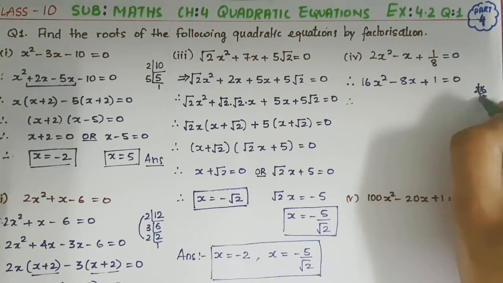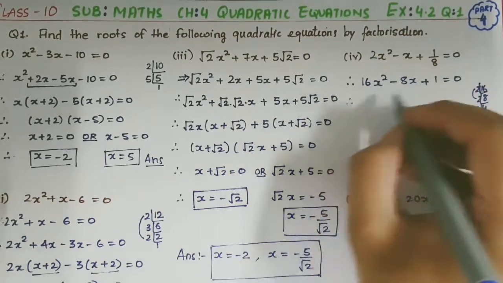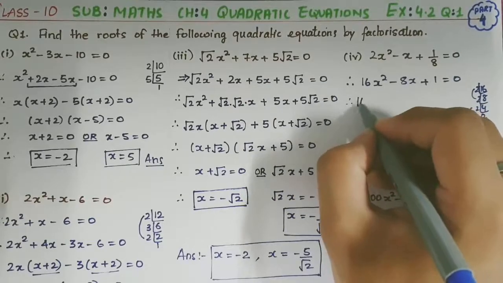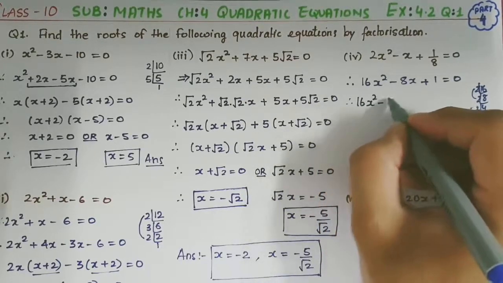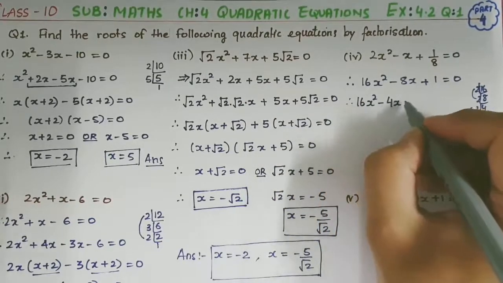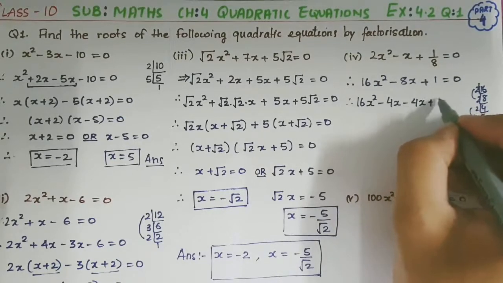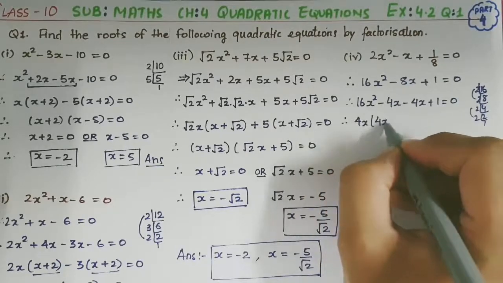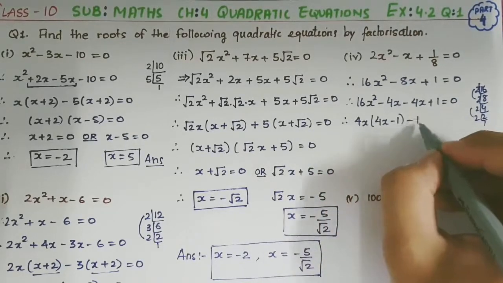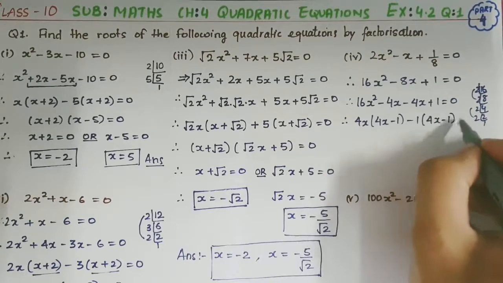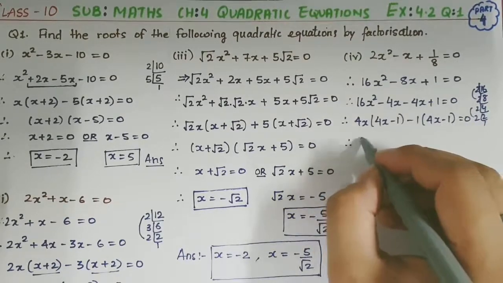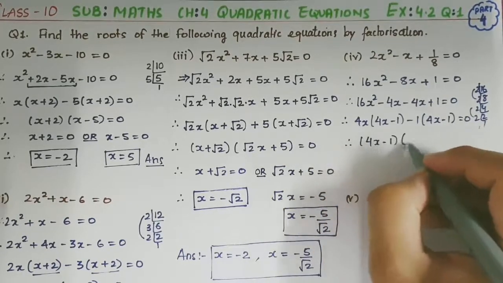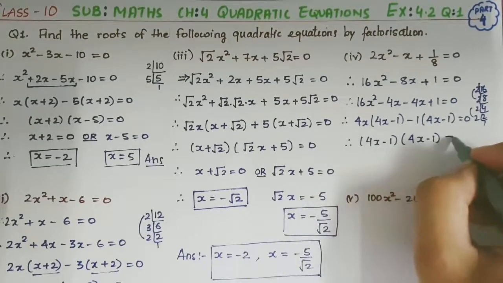Okay, if we take 4 and 4 as a combination, so we can get 16x square minus 4x minus 4x plus 1 equals to 0. Now we can take 4x common, and nothing is common in the rest, so 1 is common, so 4x minus 1 and 4x minus 1 equals to 0.